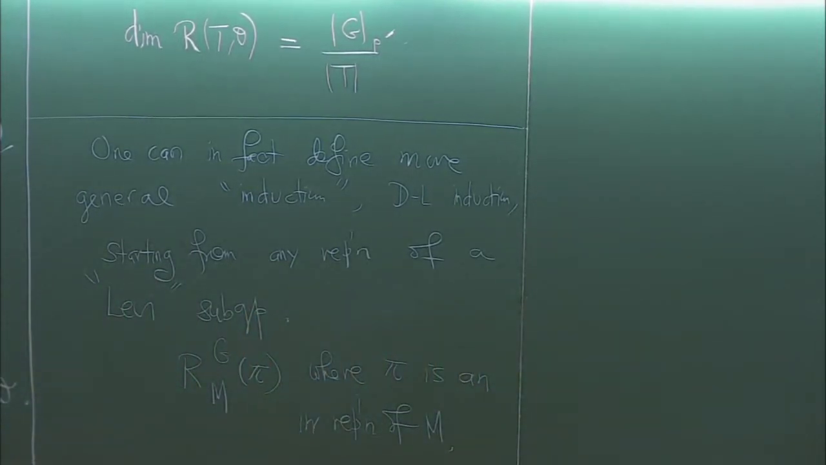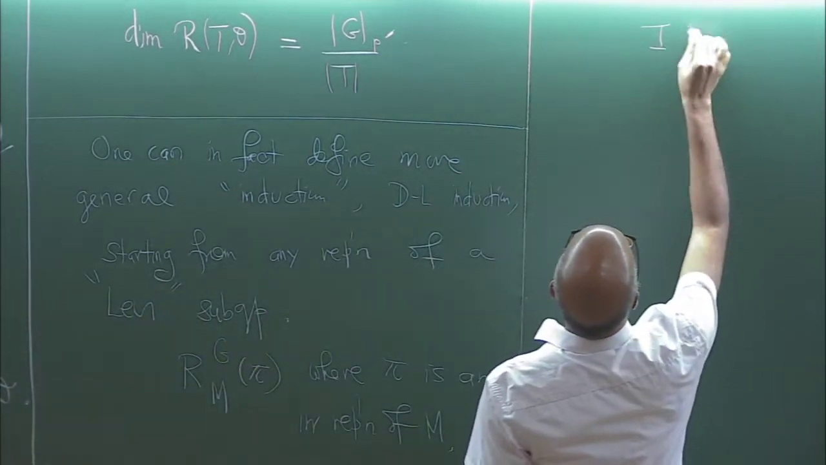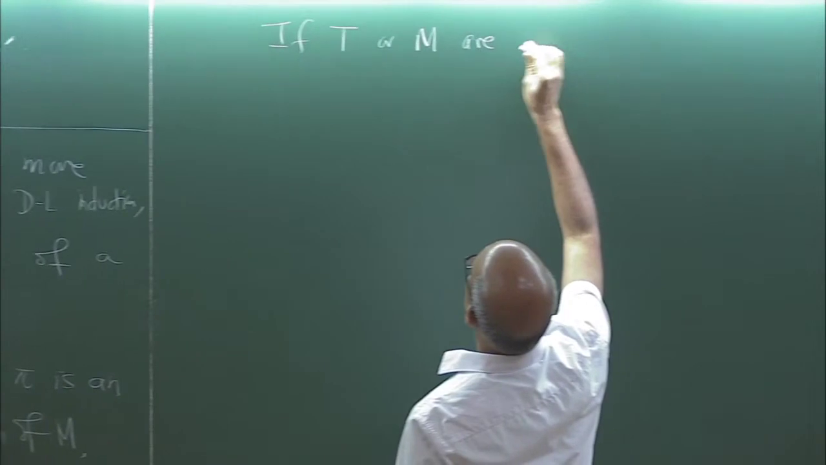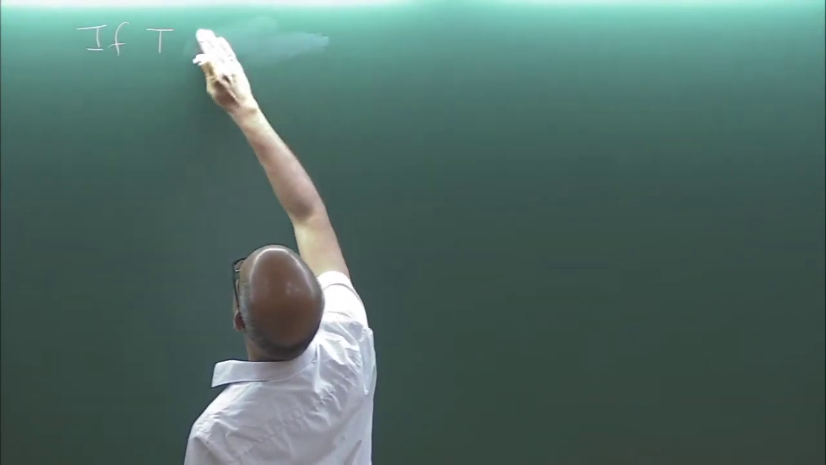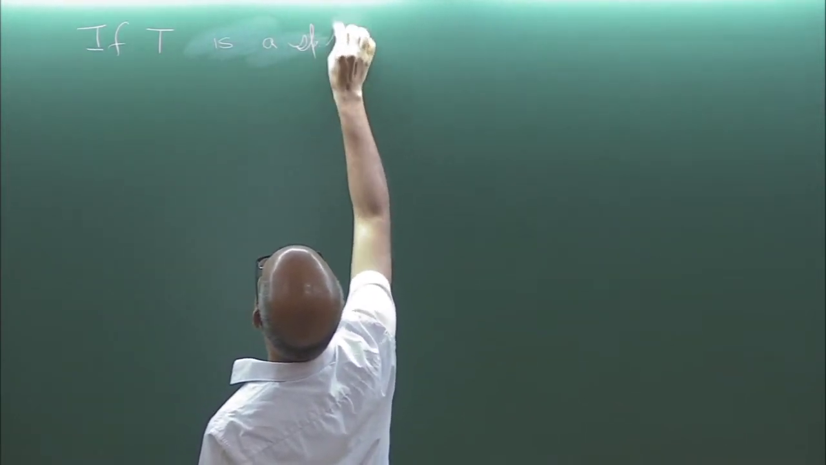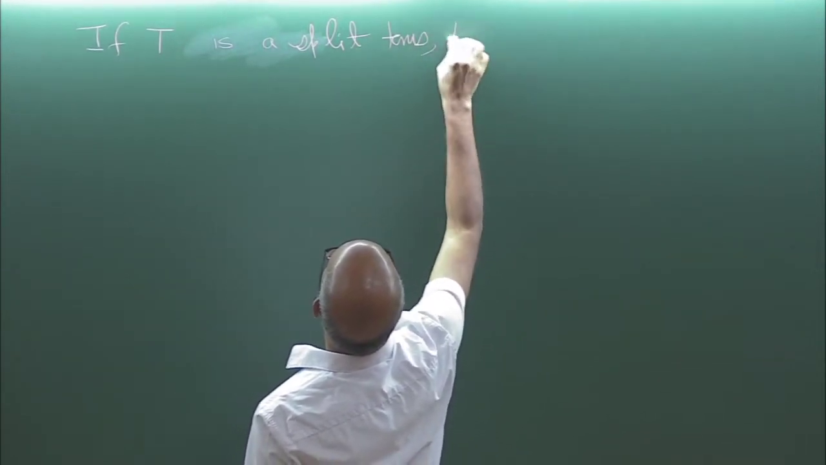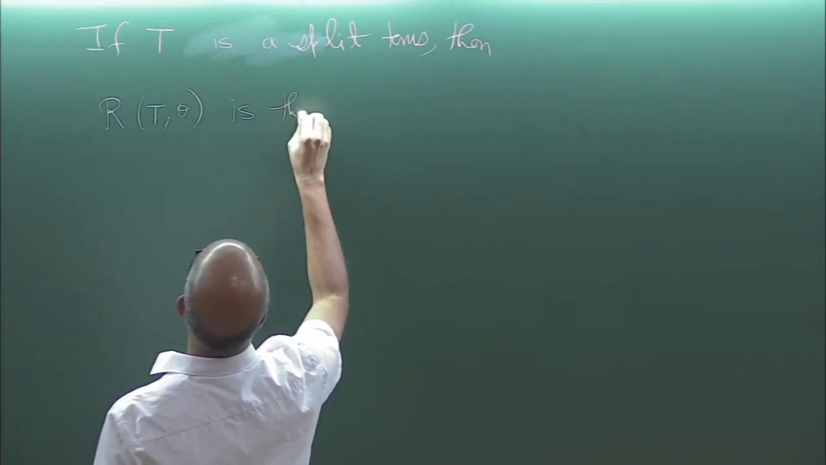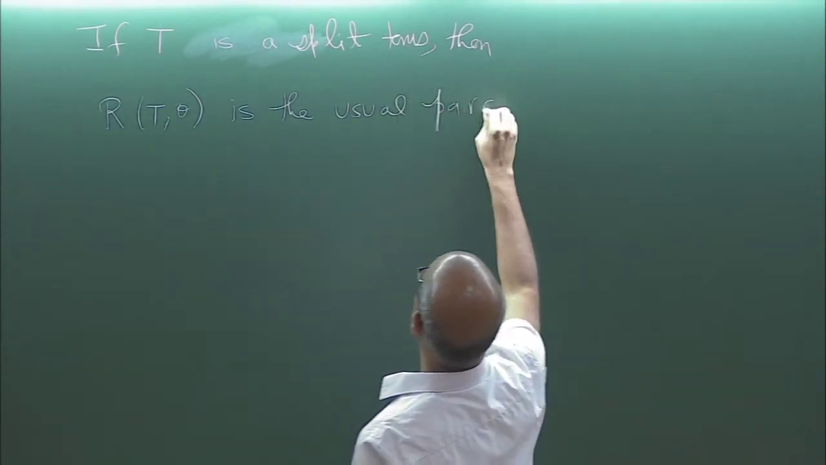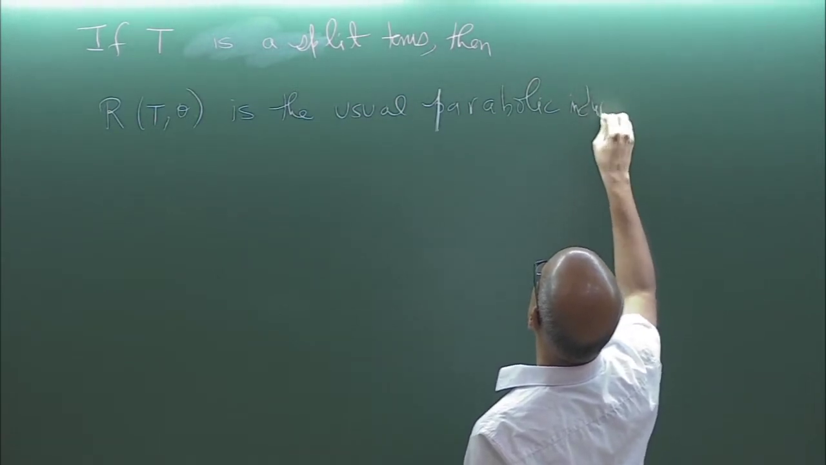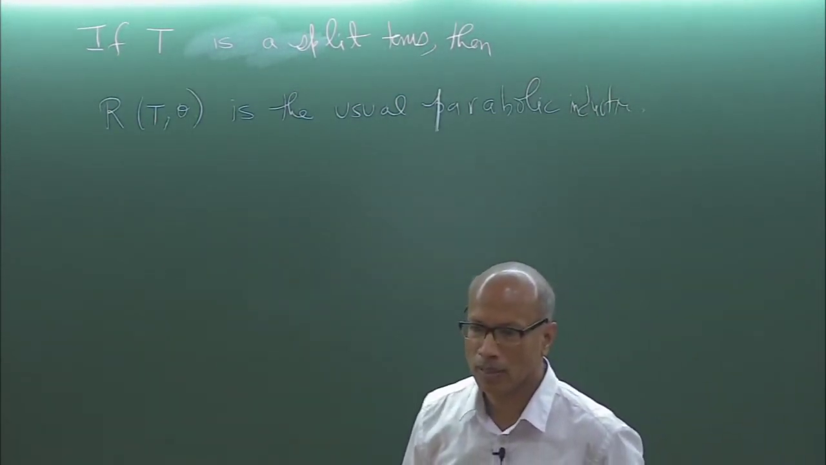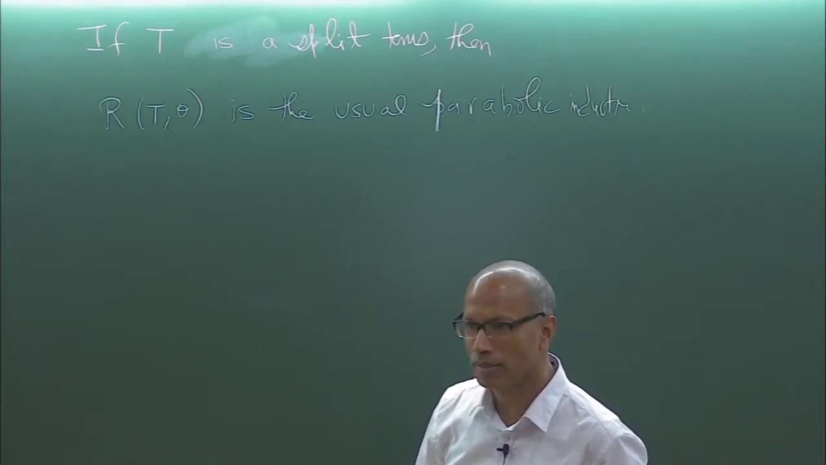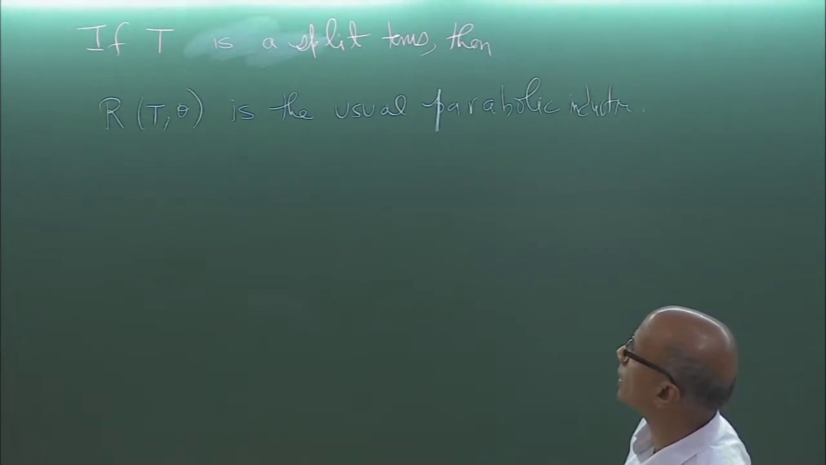So one thing which one needs to say is that if T is a split torus, then of course R_T^θ is the usual parabolic induction. So for split tori, it is the same. But for non-split torus, there is nothing like usual parabolic induction, and it is the linguistic induction.